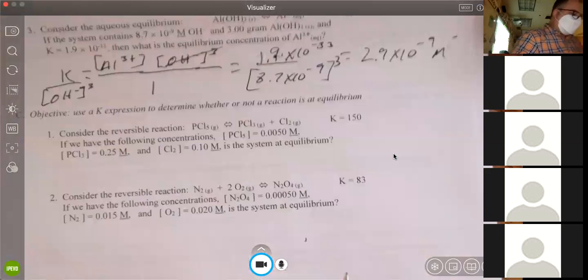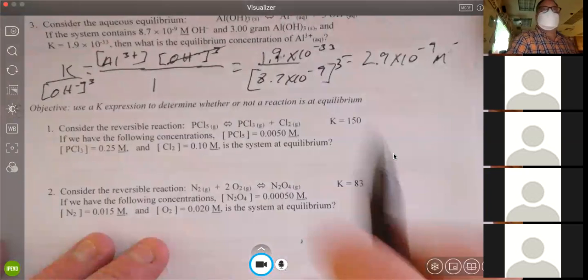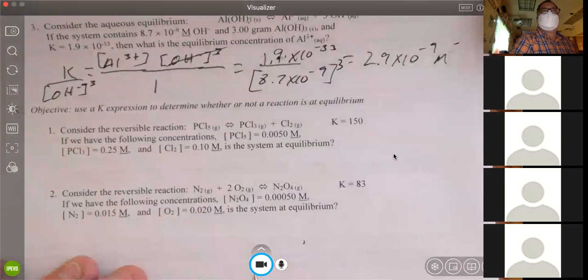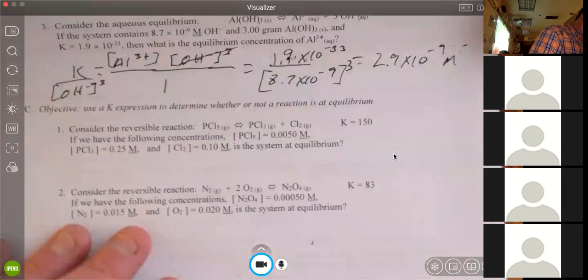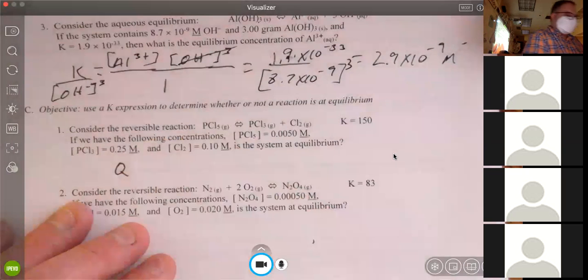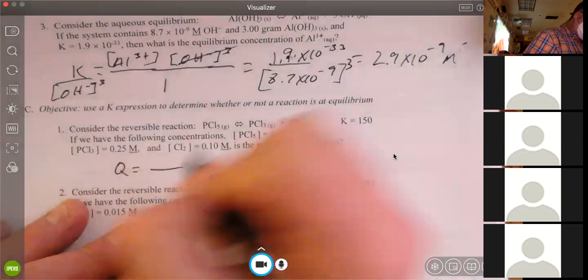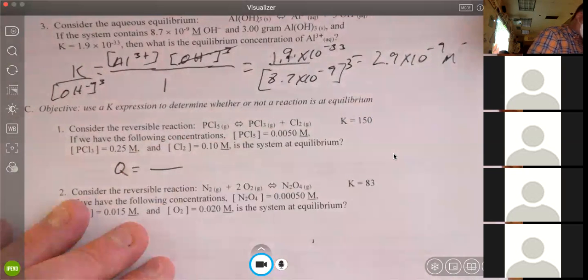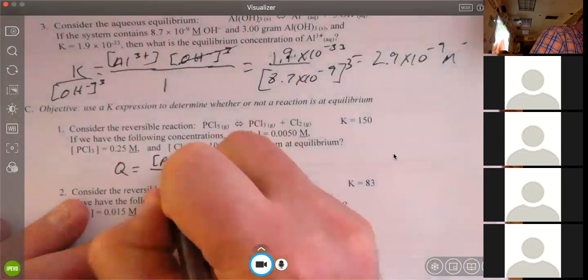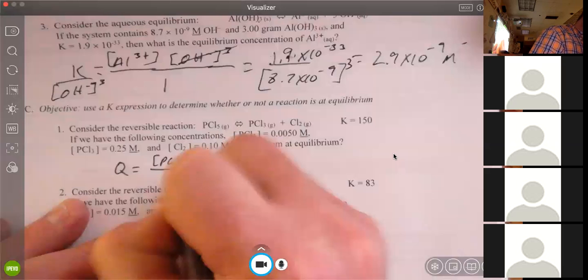All right, so that gets us a lot of the K sub EQ thing. Now we're going to bring in Q, what's called the quotient. The quotient is the same expression as K sub EQ. So it's products over reactants.